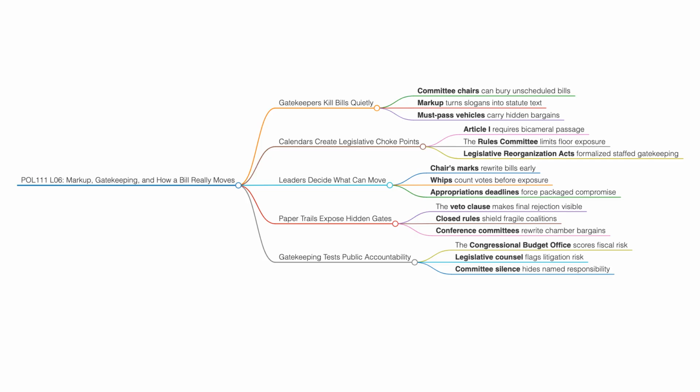Article 1, Section 7 was written to settle the visible contest over who could make law. "Every bill which shall have passed the House of Representatives and the Senate shall, before it become a law, be presented to the President." On the parchment, the fight is chamber against chamber and Congress against President.